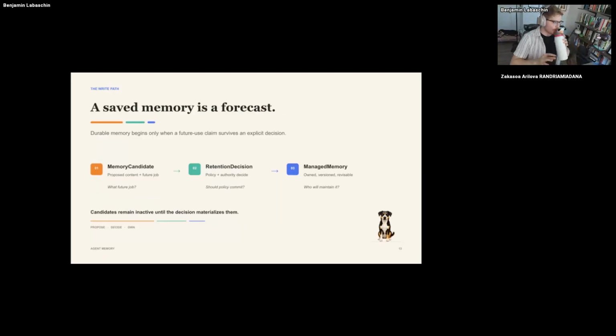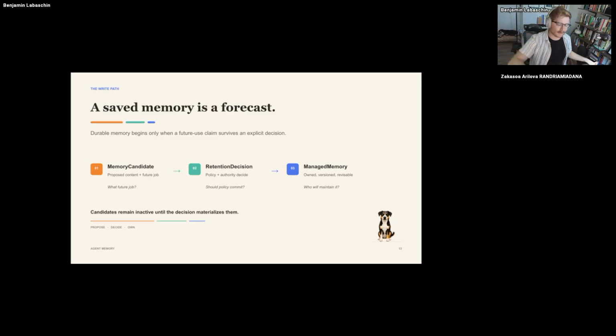Another way of talking about memories, instead of an investment, is a forecast. It's just another way of saying that you are anticipating future use. So it's not just, I'll get value in the future. It's that you are anticipating the use of a memory in the future. There are different ways you can do this, but you can articulate them as memory candidates that have a retention decision and then who owns them. These are 3 different ways of talking about durable memory.